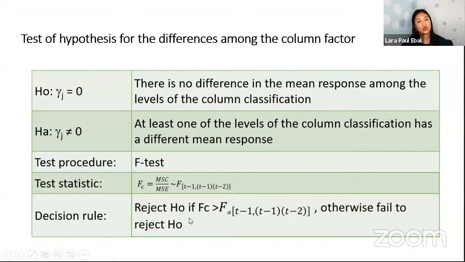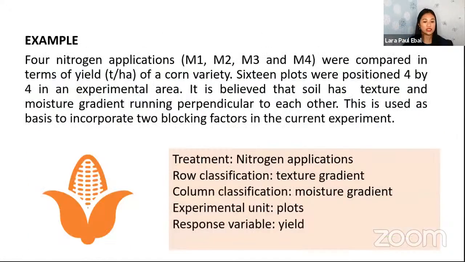And then we reject HO if the F is greater than the F tabulated, or we can use the p-value. Example, okay, so ito na po yung example. Assuming here that the assumptions are satisfied. So we have this homogeneity of variances, normality, and independence of errors, and this additivity, okay?